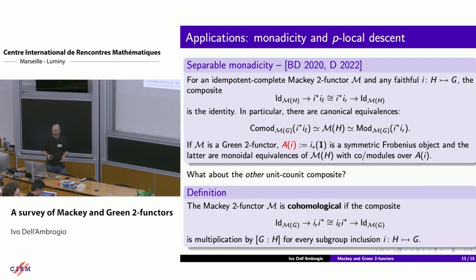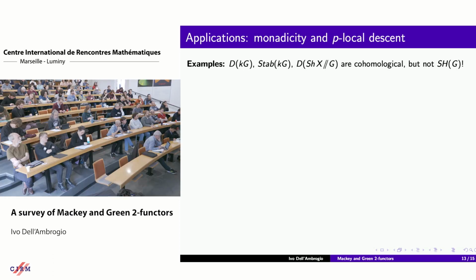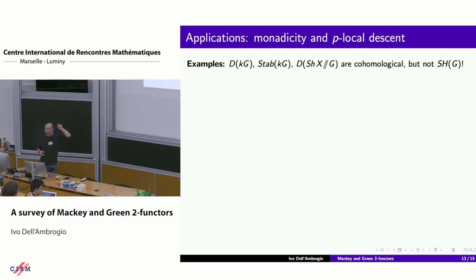And you might say, all right, but this is weird. Is it actually true? Yes. And you probably know many examples. Here they are. You can take linear representations, so the derived category or the stable module category, or you can even take equivariant sheaves. Any kind of equivariant objects in this sense will satisfy this, but not the equivariant stable homotopy category. That's not cohomological. Not G-equivariant KK theory.